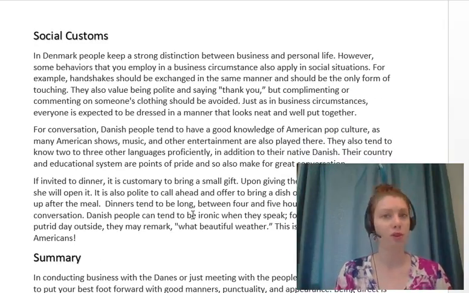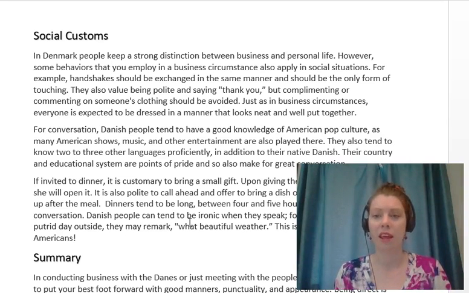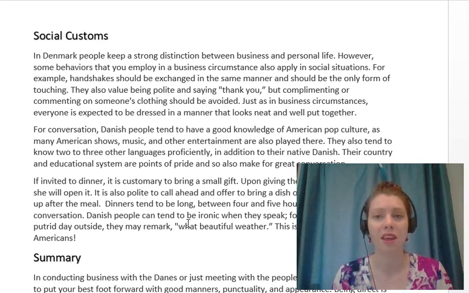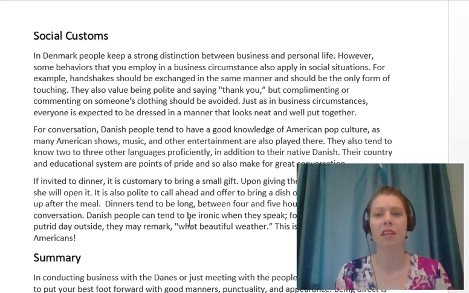Social customs. In Denmark, people keep a strong distinction between business and their personal lives. However, some behaviors that you employ in a business circumstance also apply in social situations. For example, handshakes should be exchanged in the same manner and should be the only form of touching. They also value being polite and saying thank you. But complimenting or commenting on someone's clothing should be avoided, just as in business circumstances, everyone is expected to be dressed in a manner that looks neat and well put together.